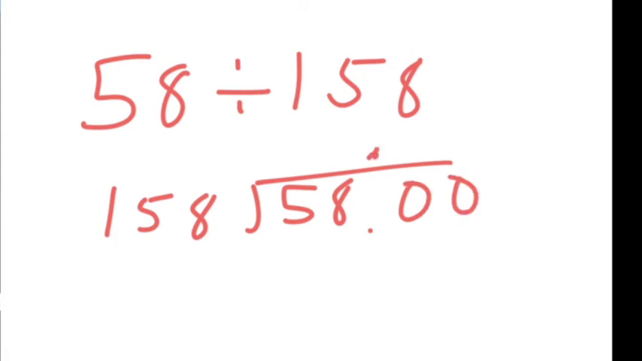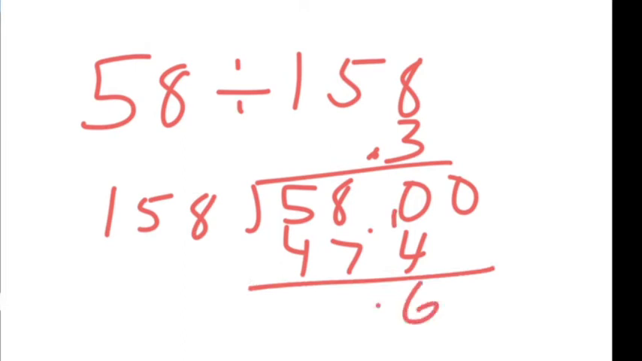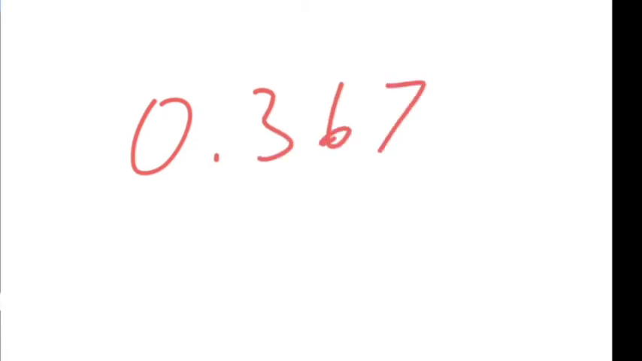So what we're going to do is this. 158 goes into 580 3 times. 3 times 158 is 474, I'm sorry. Subtract it, 6, that'll be 0, 1. Bring down the 0, and you're going to keep going, and eventually your answer is going to be, I'm sorry, let me just get a new page, it's going to be 0.367.